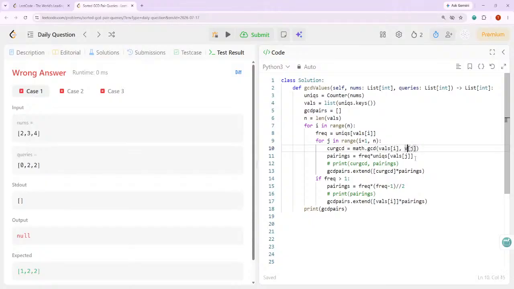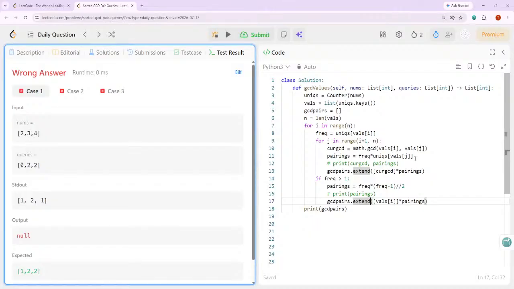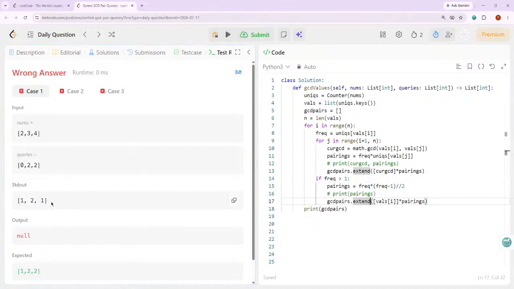The current GCD is going to be the GCD based on the two values itself, and the pairings is based on the frequency. Okay, maybe that might be right. Okay, 1, 2, 1, that seems right. 2, 3, 2, 4, 3, 4. That seems right as well.